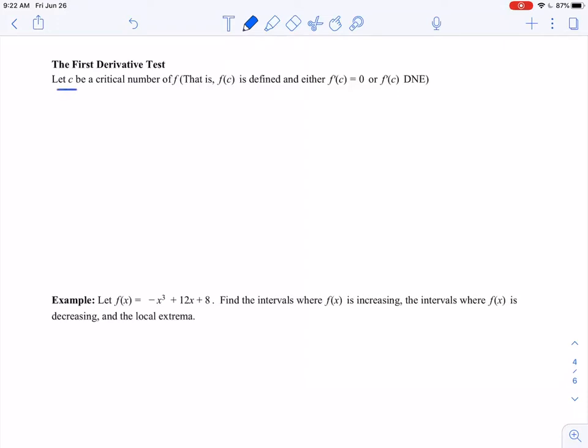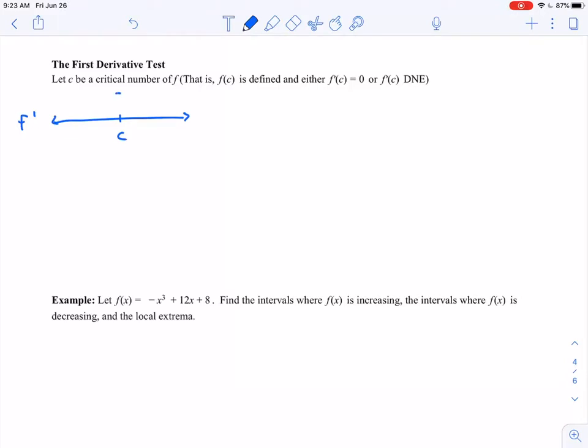So let c be a critical number of a function f. And remember, for c to be a critical number, we need a couple of things. We need f of c to be defined, in other words, c must be in the domain of f. And either f prime of c is equal to 0, so the derivative is 0 at x equals c, or f prime of x does not exist. Then when we construct our sign chart, we're going to see one of four possibilities.